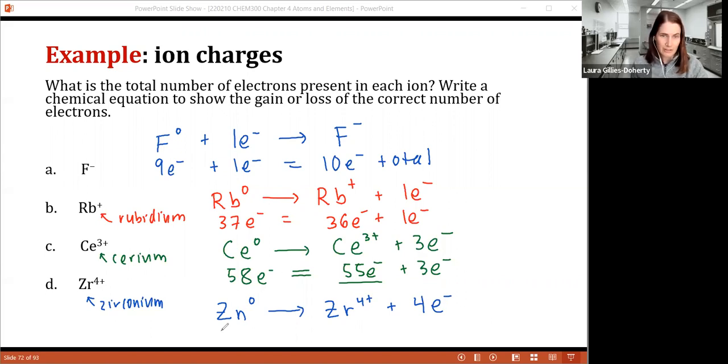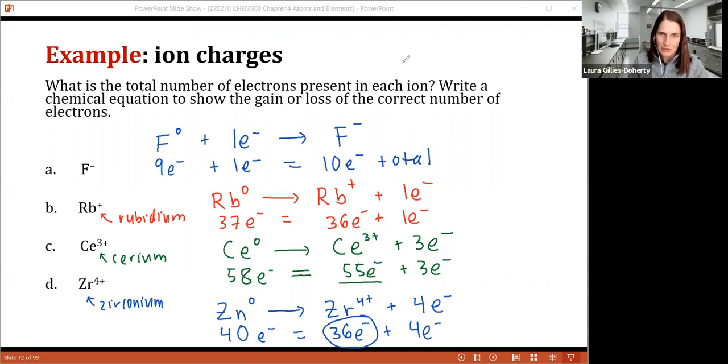So if we want to figure out how many electrons it has, we have to check how many it had as a neutral atom. The atomic number for zirconium is 40. So it started out with 40 electrons. It lost 4, so that must mean it has 36 electrons when it makes the 4+ ion. So this is an example of figuring out how many electrons are in an ion. It's kind of taking that ion charge thing and working it backwards.